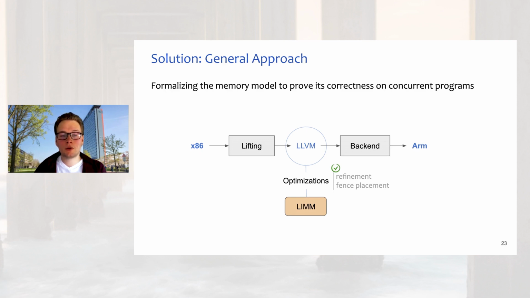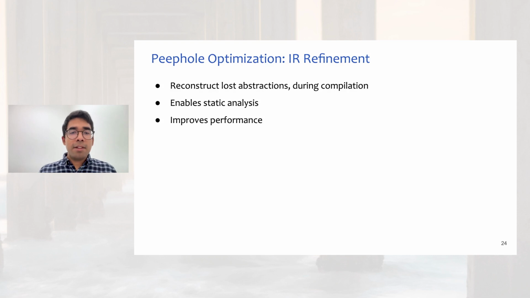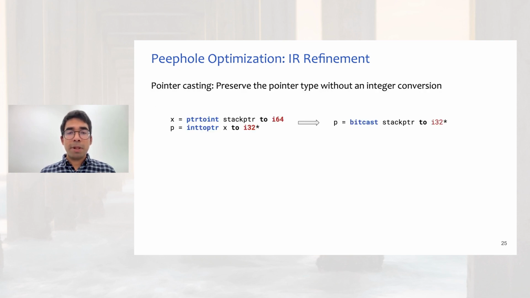So, Rodrigo, can you tell me more about the IR refinements? Certainly. Our IR refinement is a peephole optimization, which means it's based on pattern matching. Our goal is to expose pointer operations and avoid converting pointers to raw integers. In this first pattern, we are replacing a trivial pointer cast via integer conversion with a straightforward pointer cast operation.